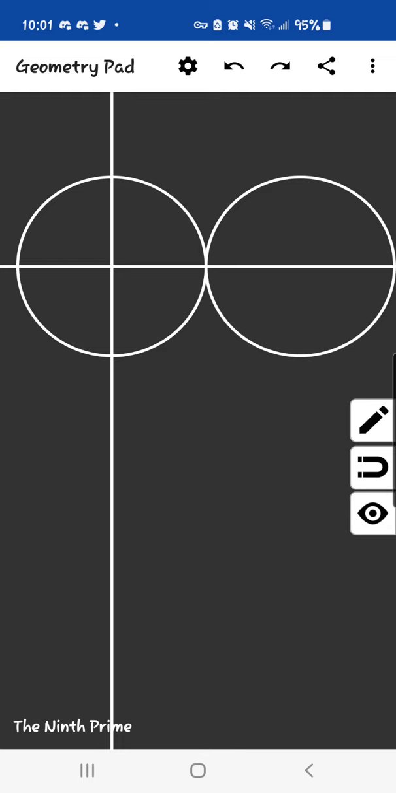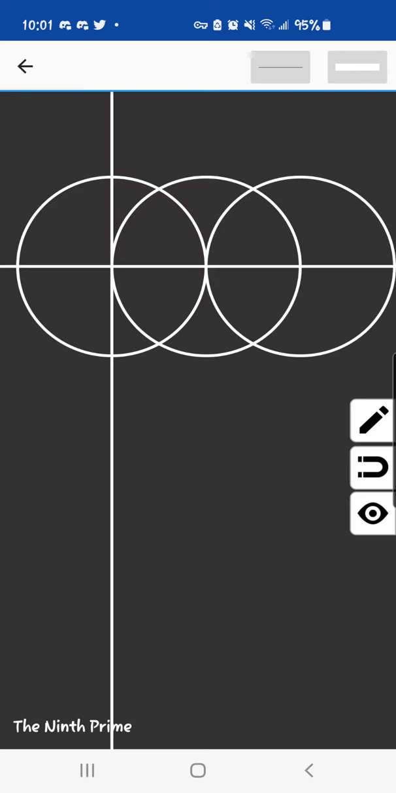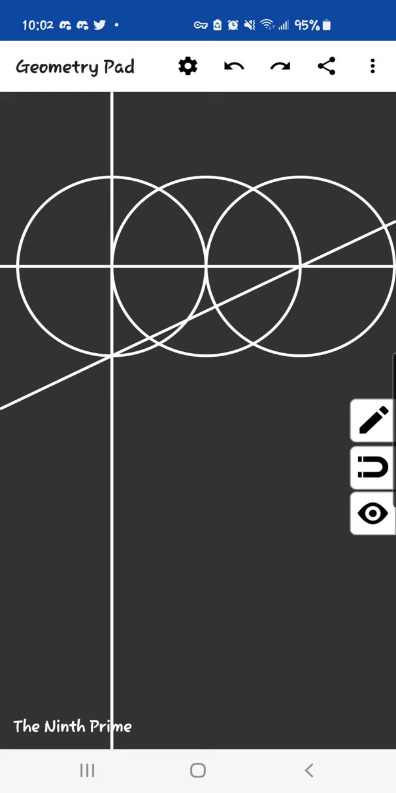But actually, we do need the second circle, because as you can see, the second circle reveals the center of the third circle. So we're going to need that, and then we're going to create a line from the base of the first circle up to the center of the third circle. And from there, yes, now we can delete the second circle.